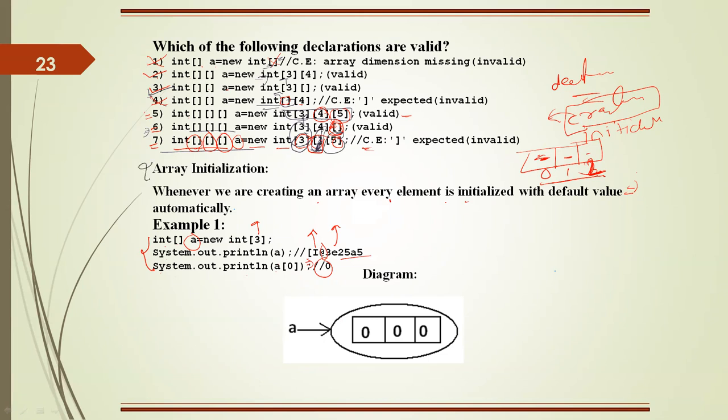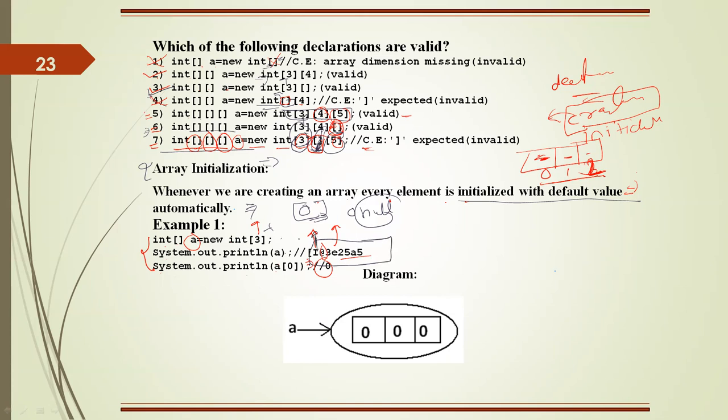The next topic is array initialization. How do we initialize an array? Whenever we create an array, every element is initialized with the default value automatically. The default value in the array depends on the type: for integer it is zero, and for objects it is null. Here you can see the size is three, and the array creates three elements.